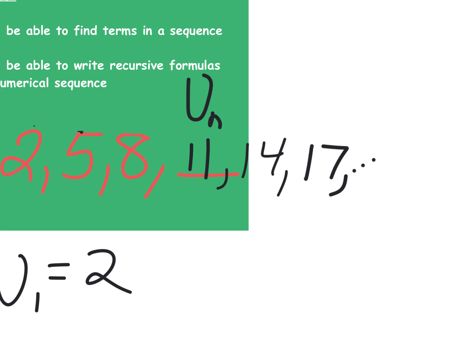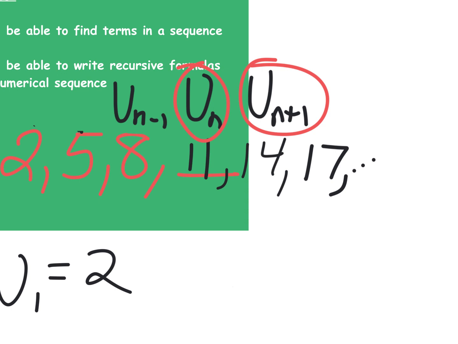The term right in front of that is U sub n plus 1. One bigger than whatever the other one was. U sub n is a random term. U sub n plus 1 is the next one, and what do you think is the one behind it? U sub n minus 1. Very good. Think this through now. Do you get this? That's a random term. This would be the next one, and this would be the one in front of it.